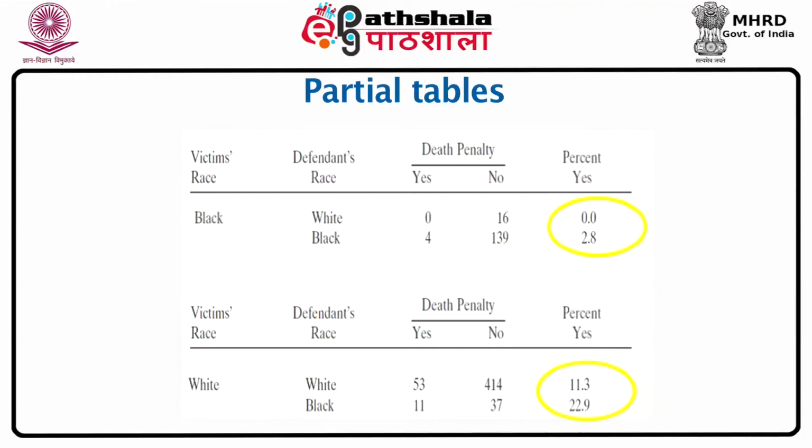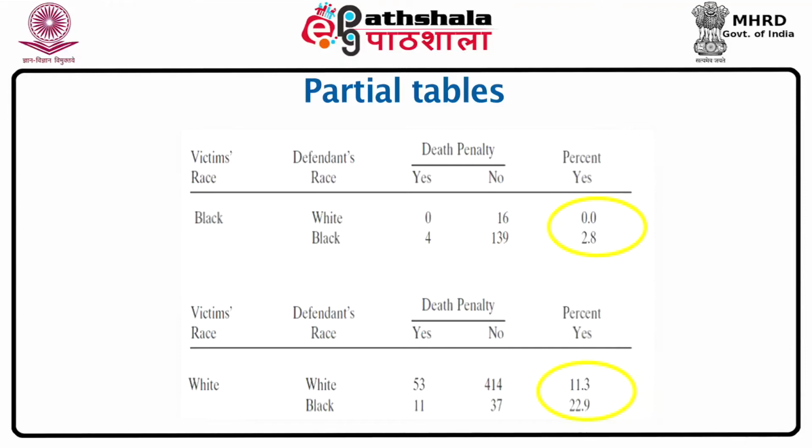If we look at the second partial table, for the case where the victim is white, we see that if the defendant is white, then in 11% of the cases the death penalty was awarded, whereas if the defendant is black, then in 22.9% of the cases the death penalty was awarded. So again, when the victim is white, the death penalty is awarded more to black defendants than to white defendants.